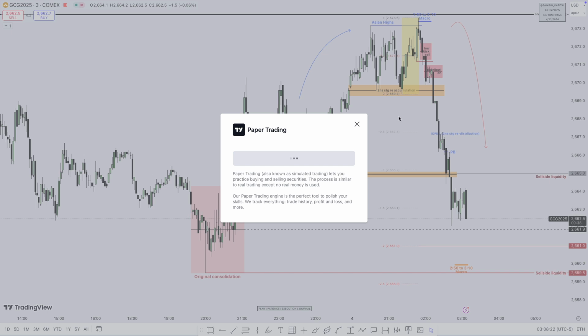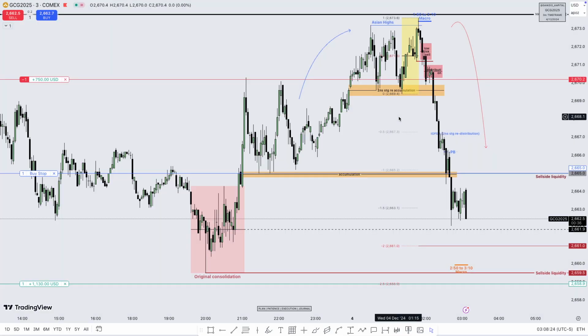Let's go. Obviously, this is not financial advice, so hence using the paper trading account for these demonstrations.